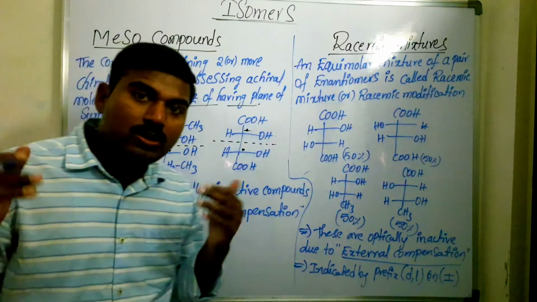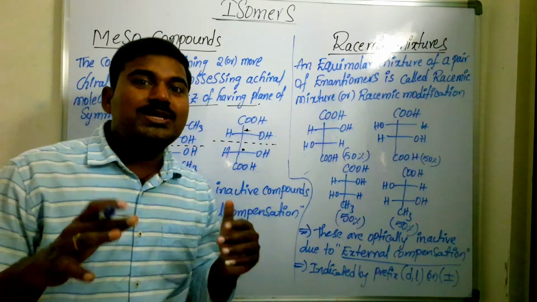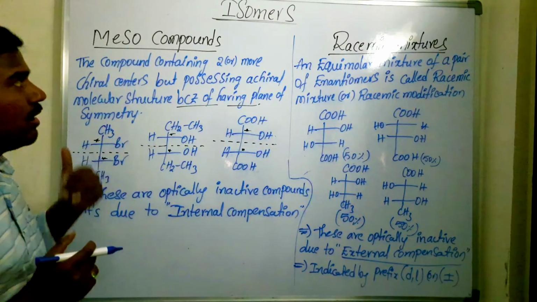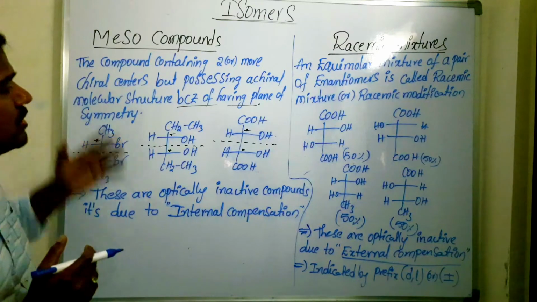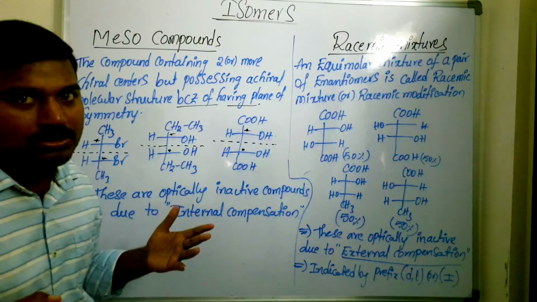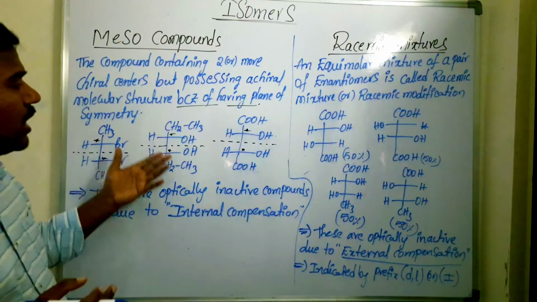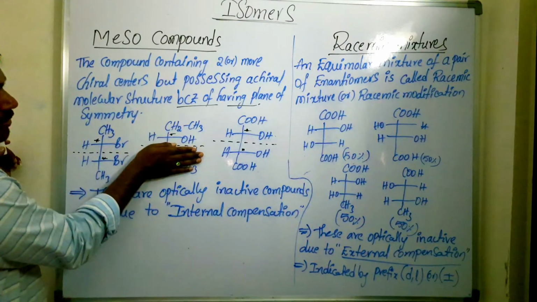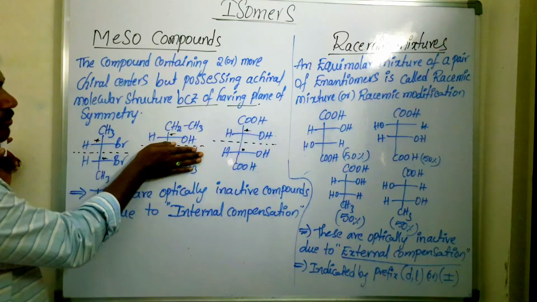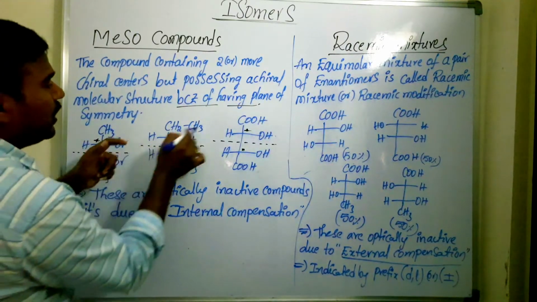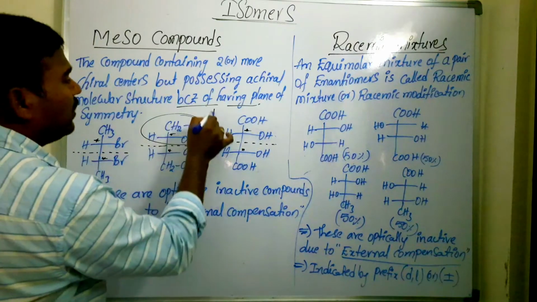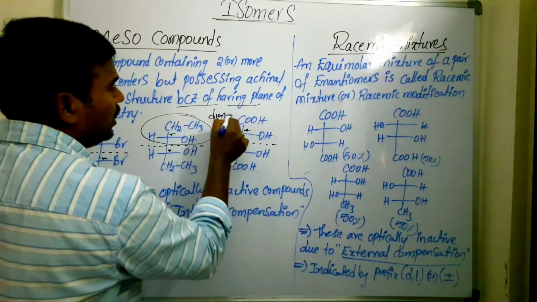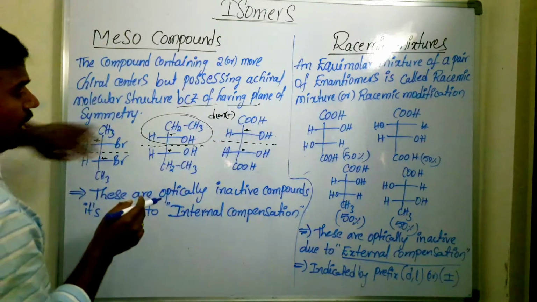Compounds which have two or more chiral centers and possess an achiral molecular structure due to the presence of a plane of symmetry are called meso compounds. Now these meso compounds are optically inactive. Why are they optically inactive? They have two chiral carbons, no? Here what happens? You take this molecule. Now the above half is one chiral compound, which rotates the plane polarized light in a clockwise direction. That is what we call dextrorotatory or plus rotation. Now this other molecule is there.